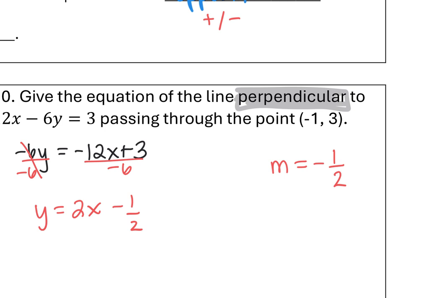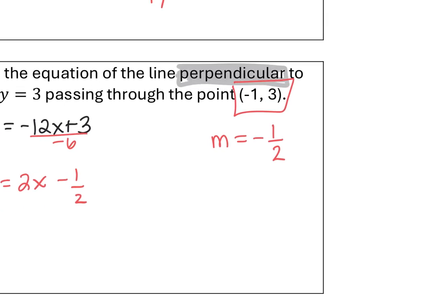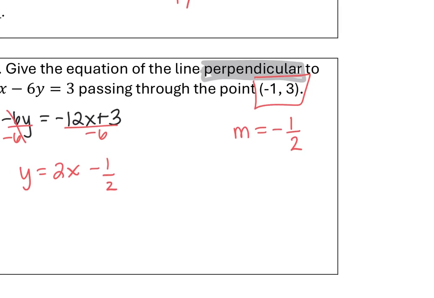So it has to be opposite and flipped for perpendicular. So we're going to use negative 1/2, and we're going to use this point, negative 1, 3, and we're going to write the equation of our line. So now it's just, again, we've practiced. Let's practice it one more time. Plugging it into point slope. So this is going to be y minus 3 equals negative 1/2 times x minus, but we're going to minus a negative 1. So instead of minusing a negative, we just put positive 1.